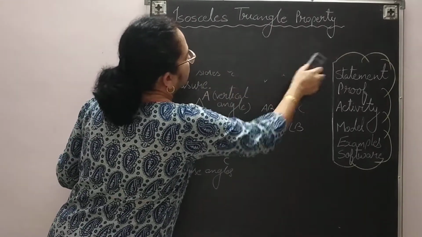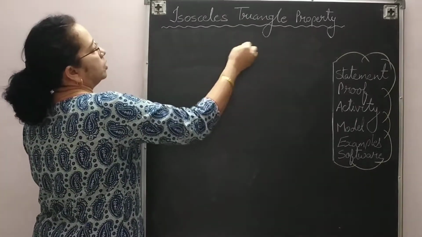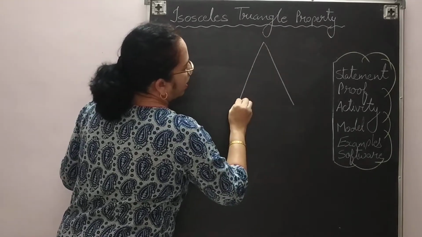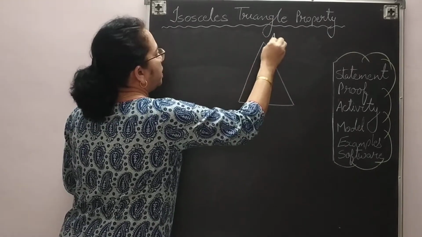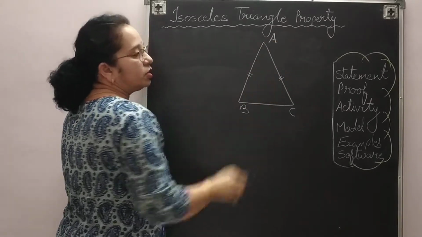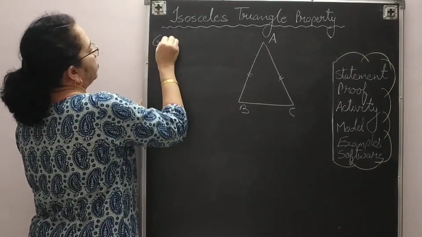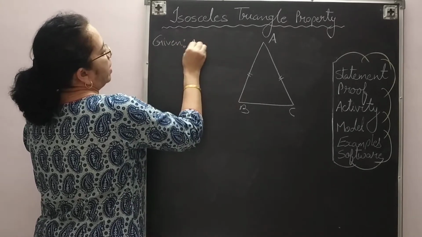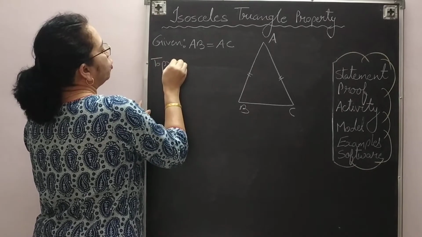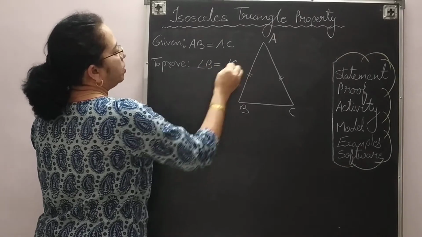So let me clear this once again. I will draw a figure. Okay, so this is my figure now to explain the proof. Again I am drawing one isosceles triangle. Let the name be A, B and C. AB and AC, these two sides are equal. So what is given? Given AB is equal to AC. Then we write what we are supposed to prove. Opposite angles means angle B is equal to angle C.